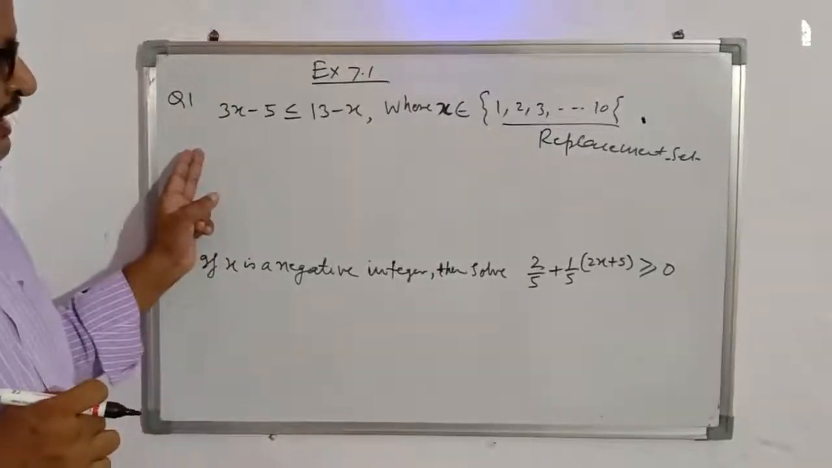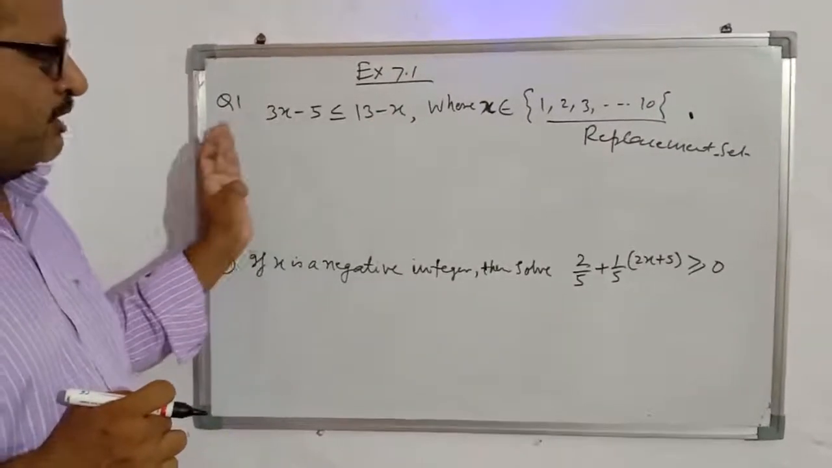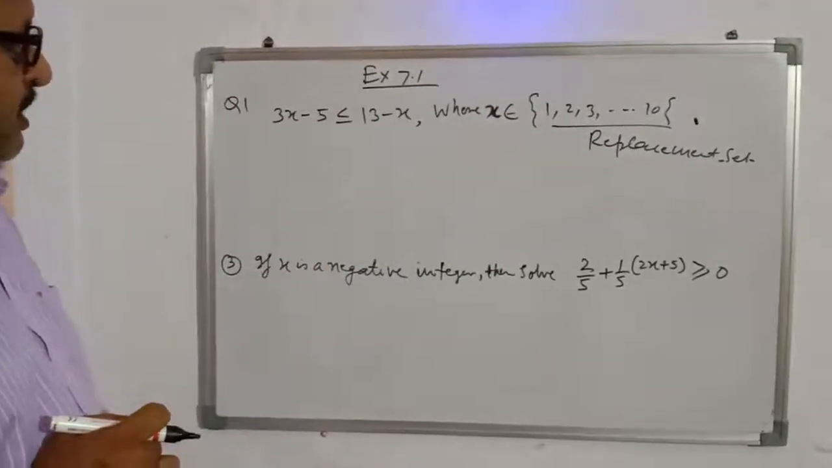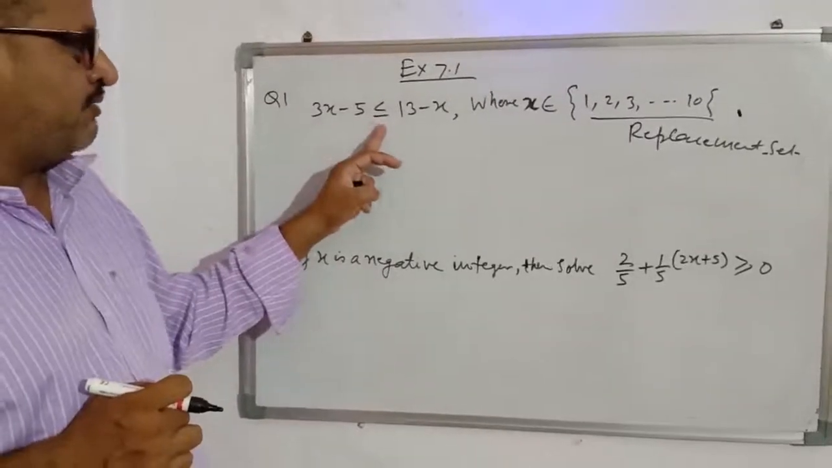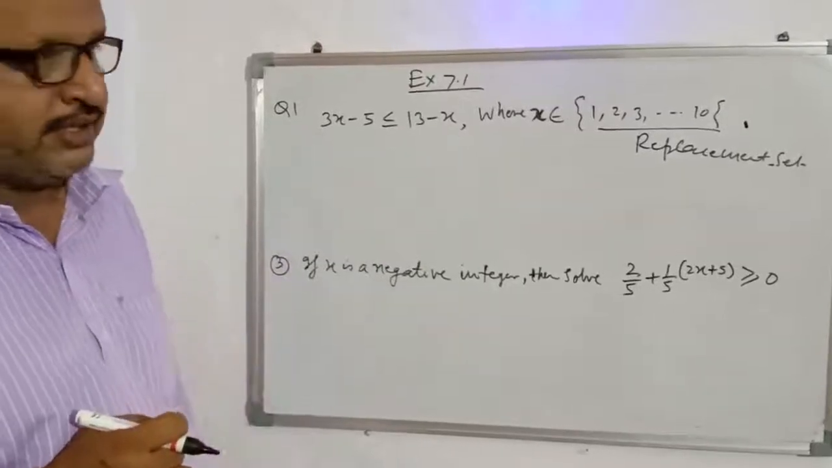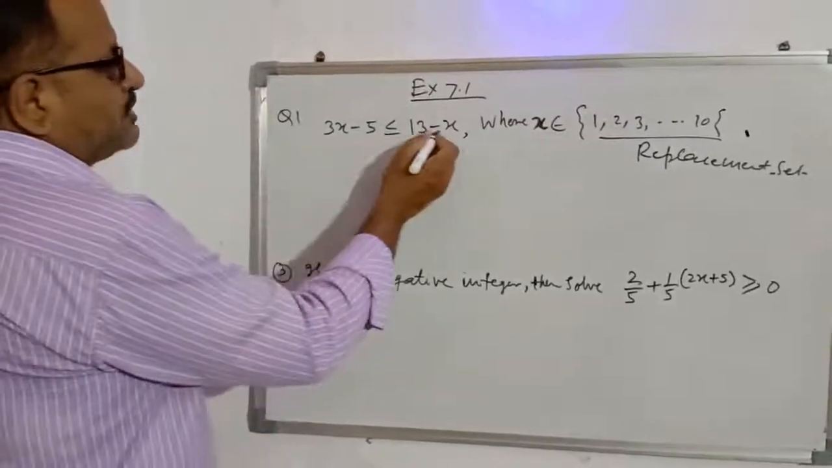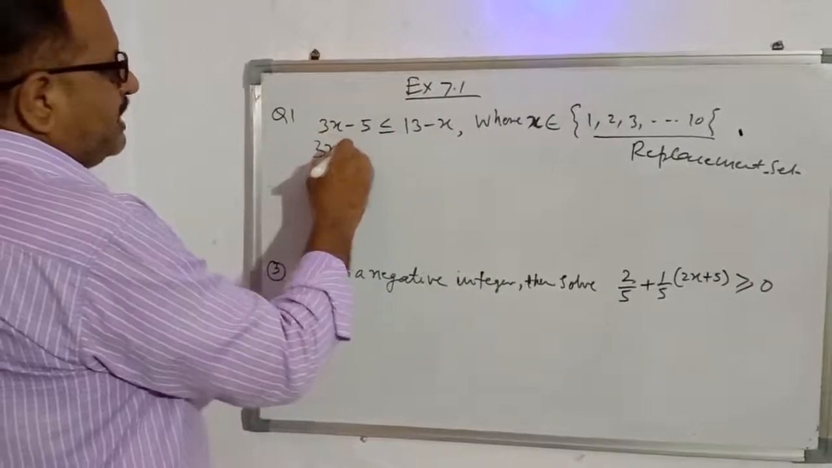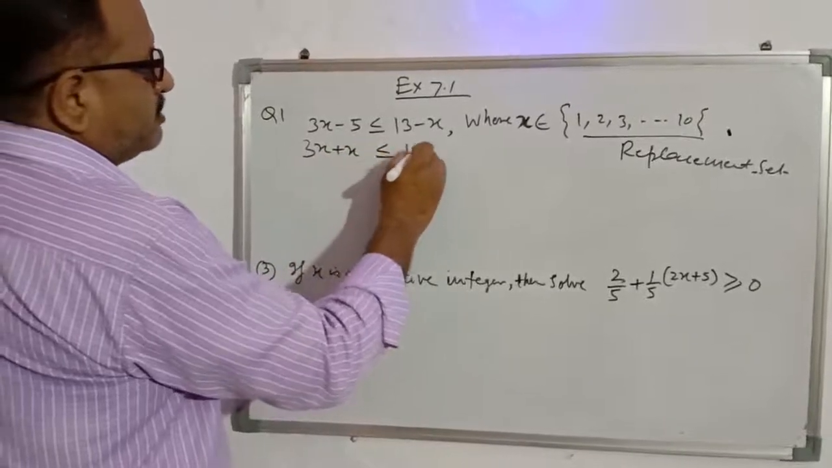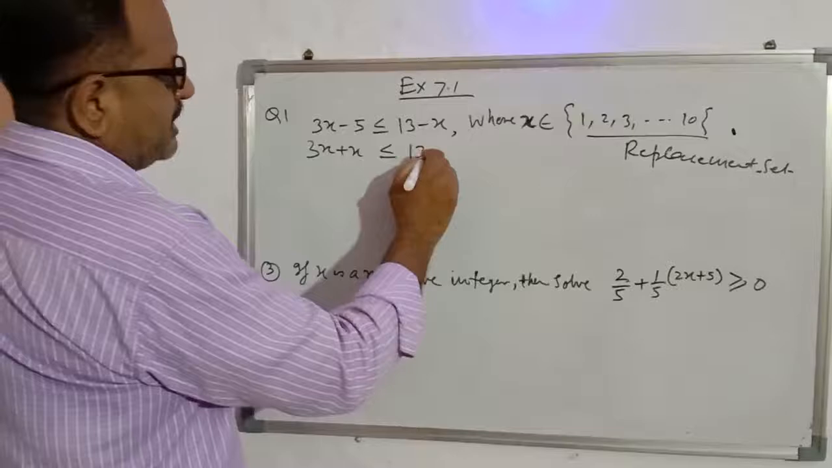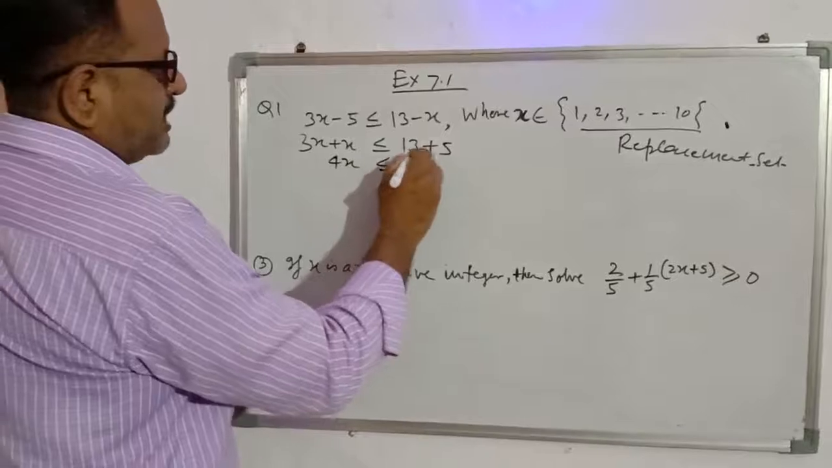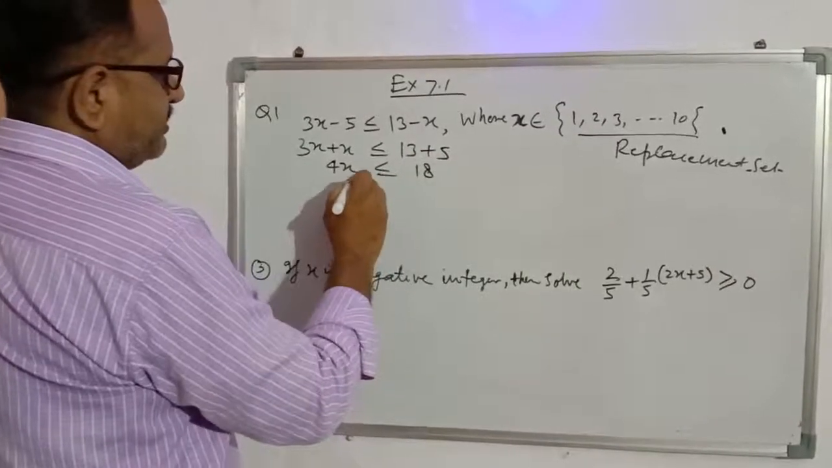As we solve a linear equation, transposing all the variables to one side and all the numbers to the other side, you can do the same thing in a linear inequation. Only we will change the sign of inequality when we multiply or divide both sides by the same negative number. So transpose all the variables to one side. 3x minus x: transposed to the left side it becomes plus x, less than or equal to 13 minus 5, transposed to the right side, plus 5. 3x plus x, 4x less than or equal to 13 plus 5, 18.